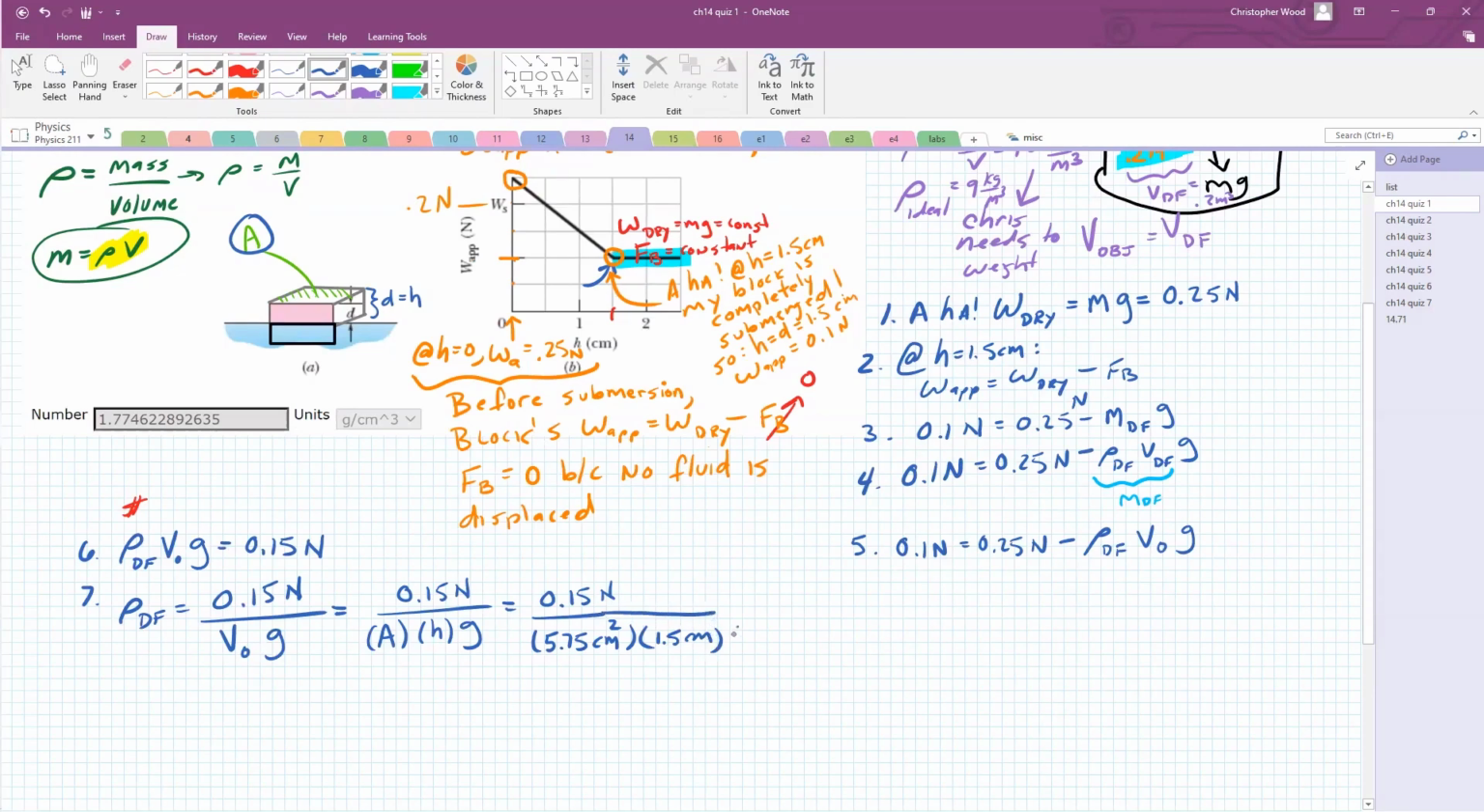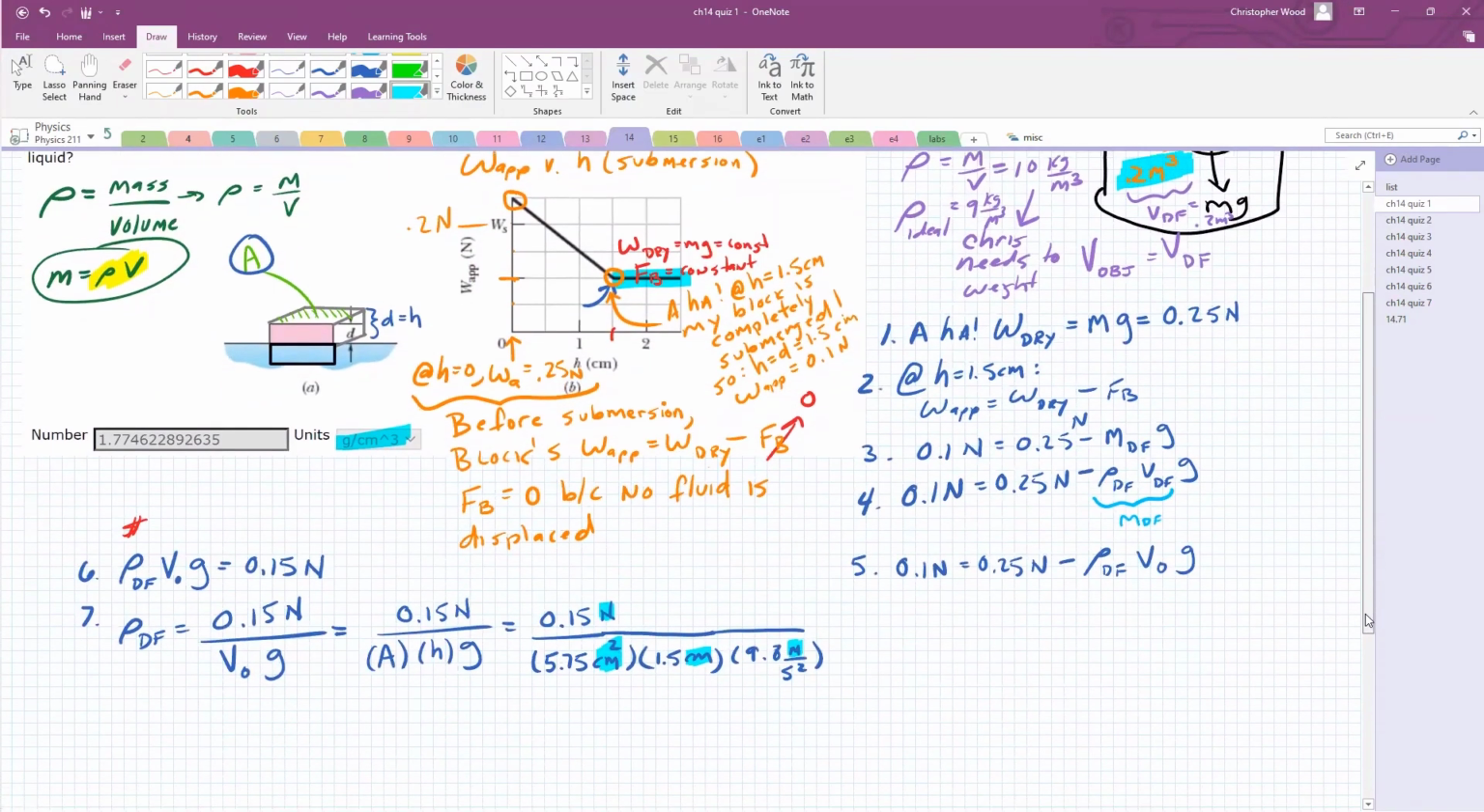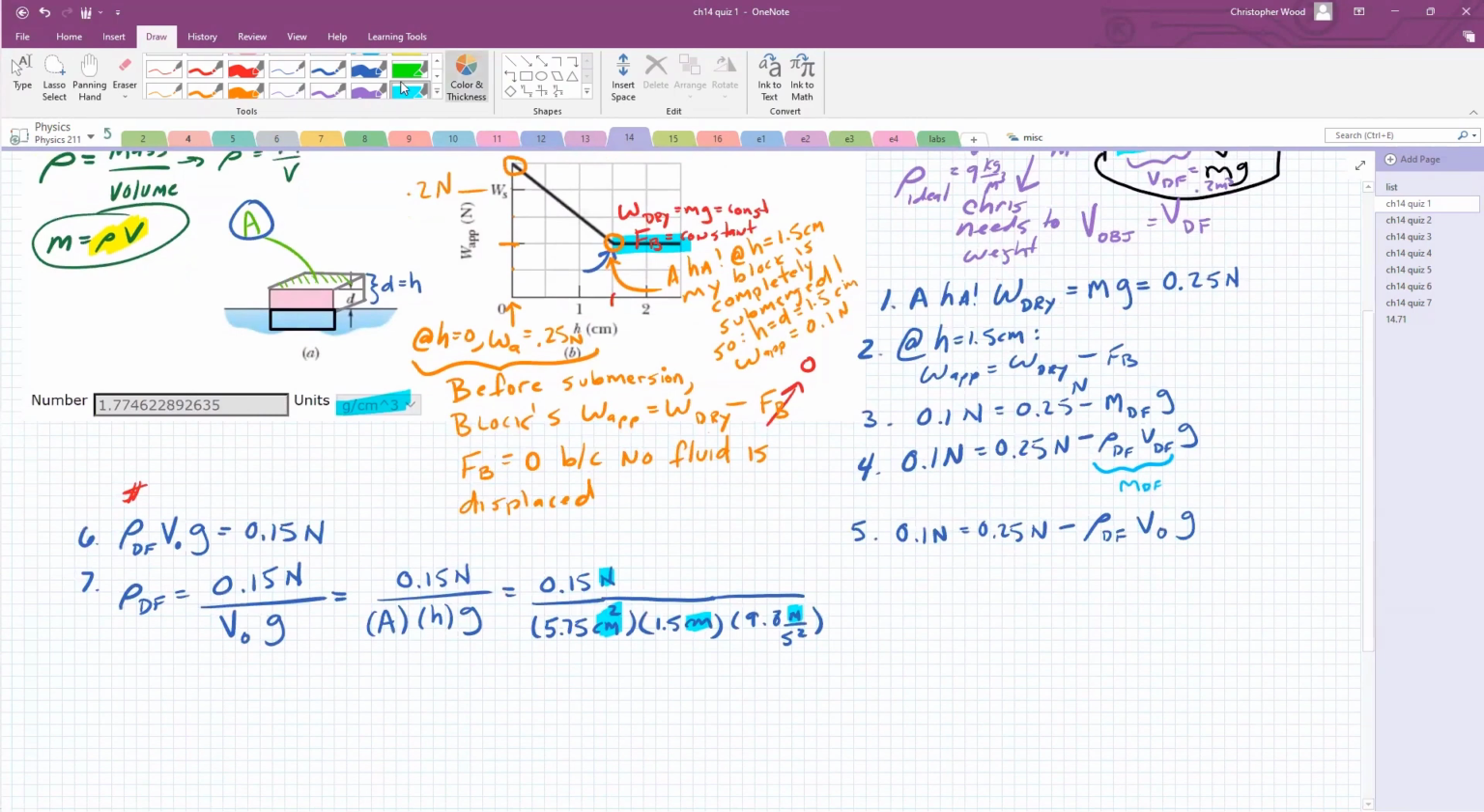And then times g, 9.8 meters per second squared. Now we have a units issue. I have a unit mismatch. I have centimeters squared, I have centimeters, and then I have meters here. And within newtons, I know a newton is a kilogram meter per second squared. So I need to express this answer in terms of grams per cubic centimeter, so I'm going to get myself from where I am now to grams per cubic centimeter. So let's do some conversions.